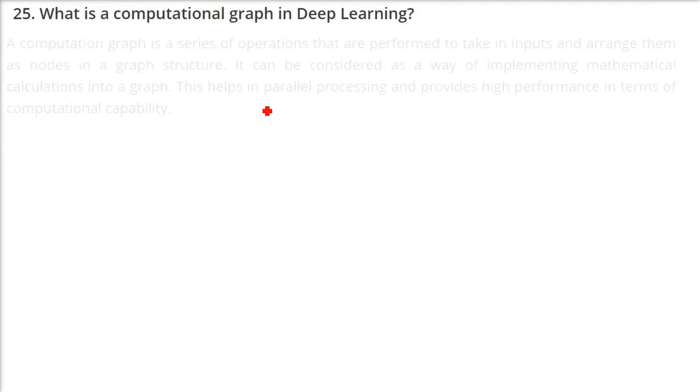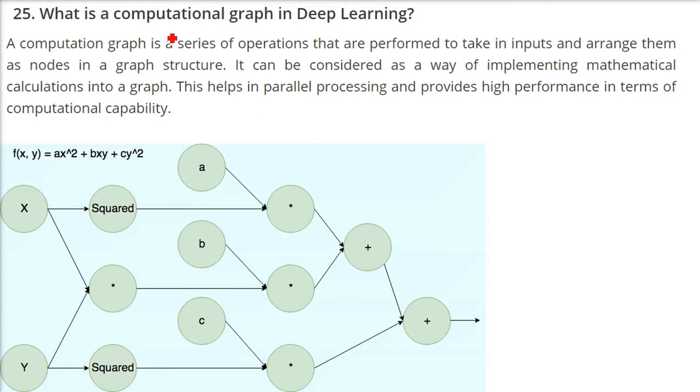What is a computational graph in deep learning? Not even in deep learning, computational graph by itself is a different entity in mathematics, in discrete mathematics, etc. So a computational graph is a series of operations that are performed to take in inputs, the mathematical computation, and arrange them as nodes in a graph structure. So it can be considered a way of implementing mathematical calculation into a graph. So for example, you have A plus B. So this helps in parallel processing and provides high performance in terms of computational capability.